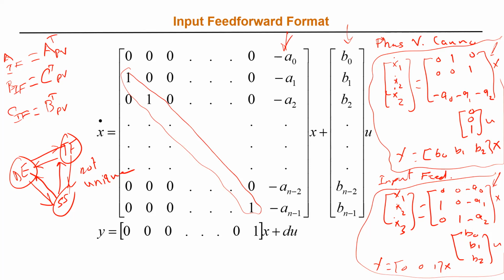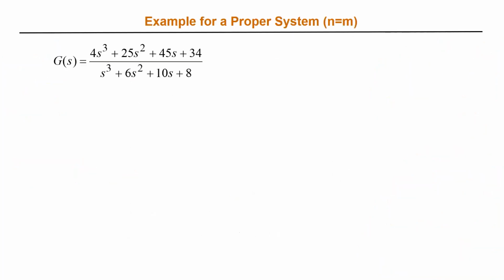Okay, let's take an example. Suppose I have the transfer function G(s) = (4s^3 + 25s^2 + 45s + 34) / (s^3 + 6s^2 + 10s + 8), and I want to get the two realizations for the system: the phase variable canonical form and the input feed forward form for the same system.